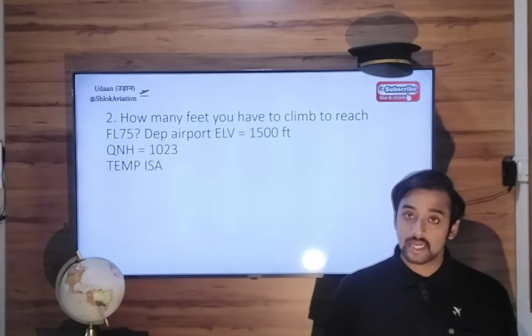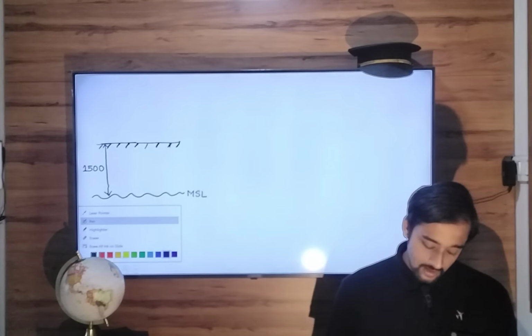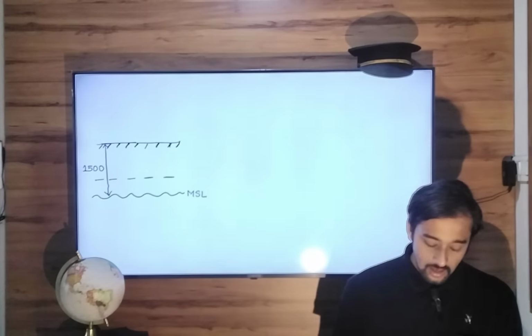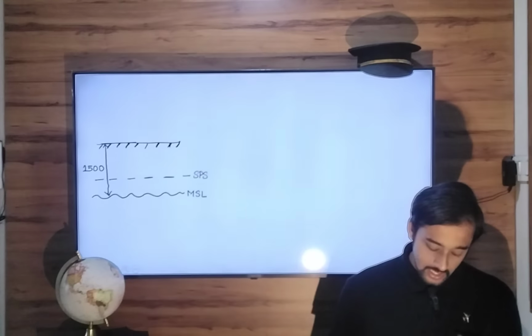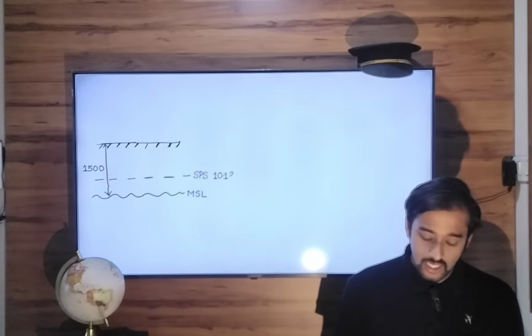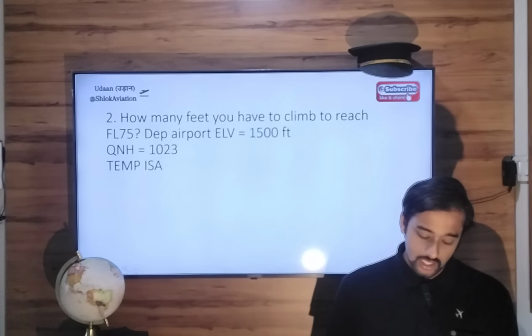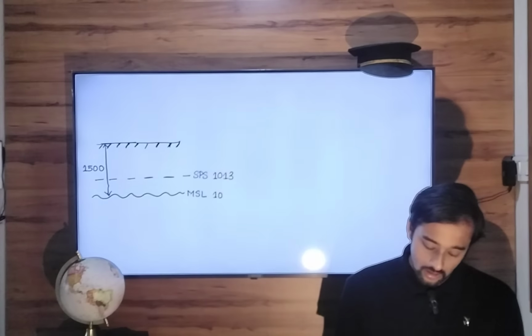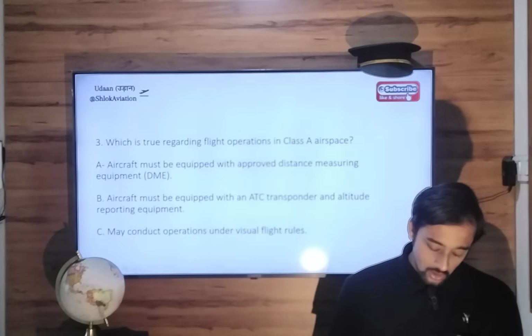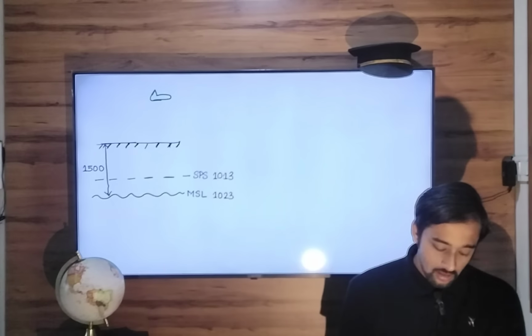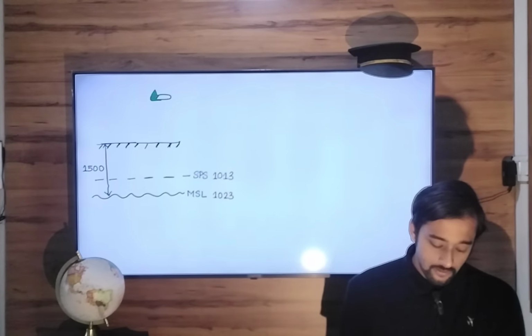Cruising altitude is flight level 75. Now all flight levels are measured from standard pressure setting. Standard pressure setting is 1013. The pressure existing at mean sea level is QNH, which is 1023. Our cruising altitude is flight level 75.